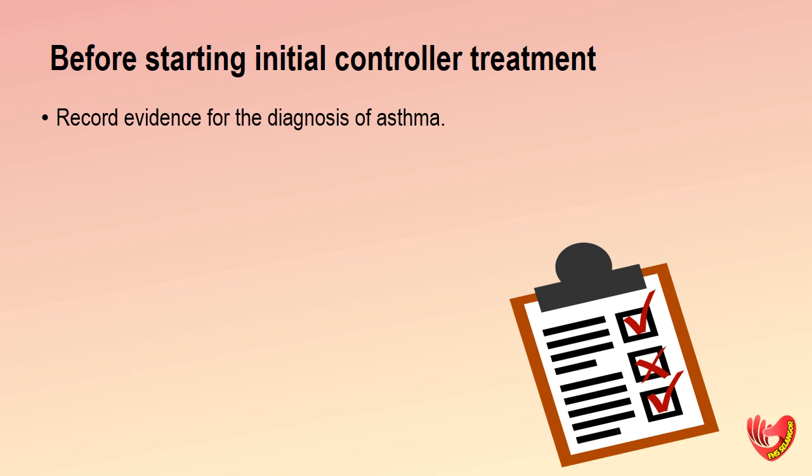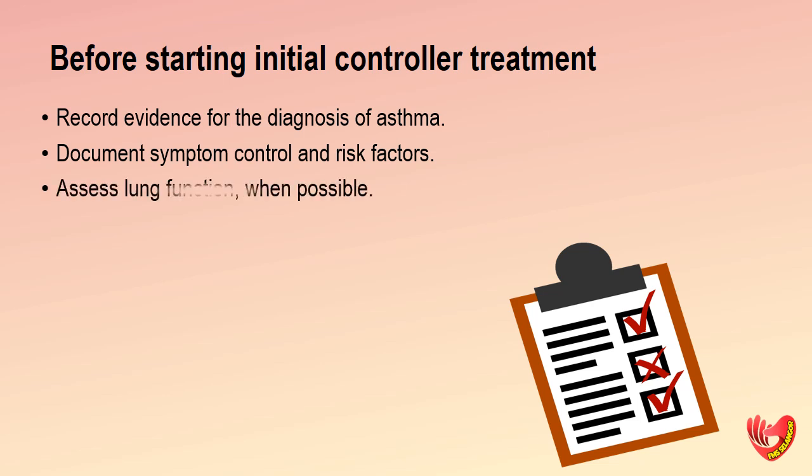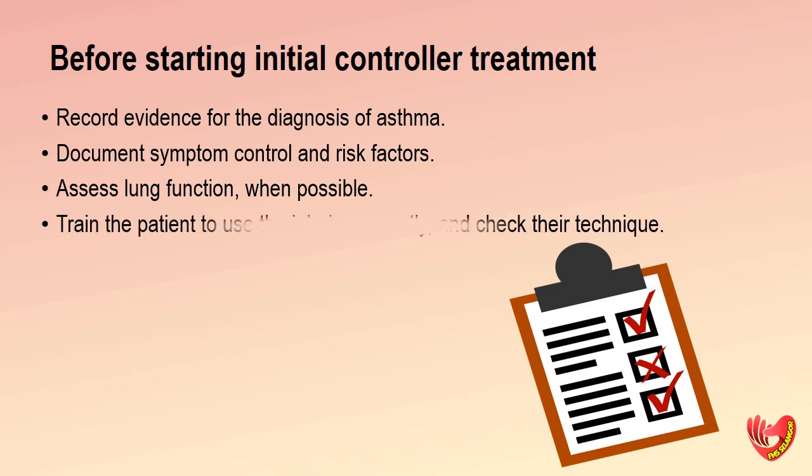Before starting initial controller treatment, record evidence for the diagnosis of asthma, and record the patient's level of symptom control and risk factors, including lung function. Consider factors influencing choice between available treatment options, including likely adherence with daily ICS-containing treatment, particularly if the reliever is SABA, and also schedule a follow-up visit.